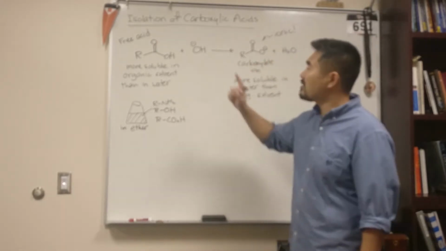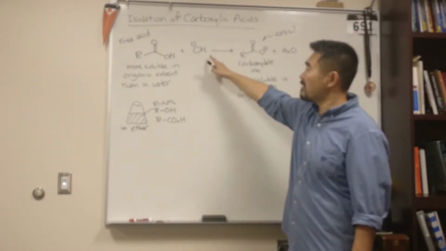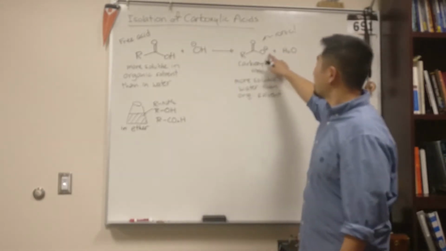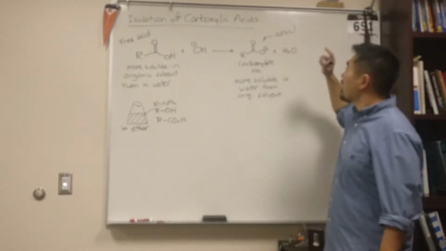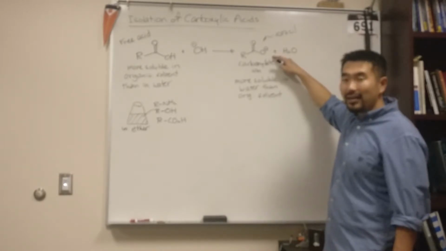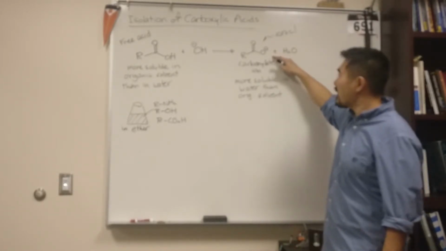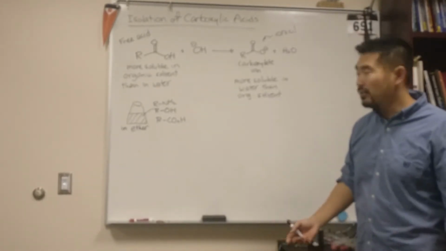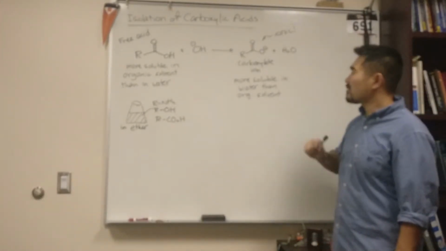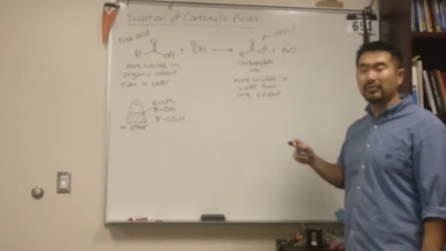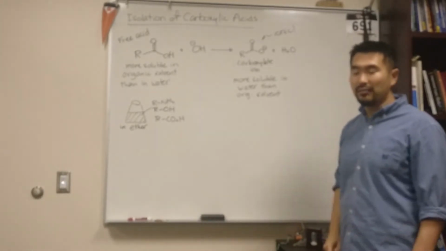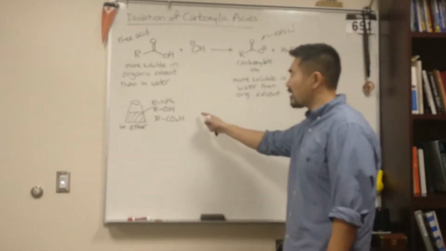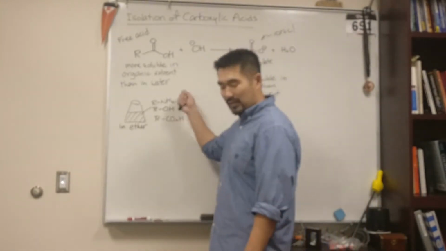But once you treat that carboxylic acid with any amount of base, remember this proton's fairly acidic, it would definitely get deprotonated, and now it becomes an ionic material. This is a carboxylate ion. Because it's ionic, it's super polar, so it's very much soluble in water, more so than in organic solvent, which is non-polar. So taking advantage of this, how can we isolate carboxylic acid from these mixtures?